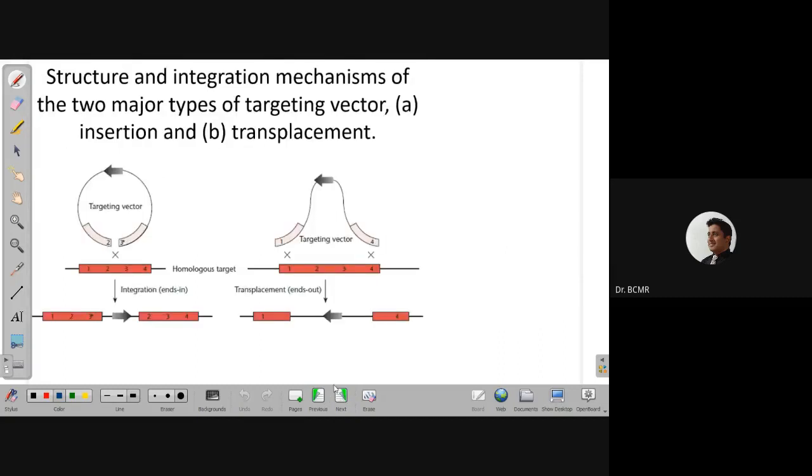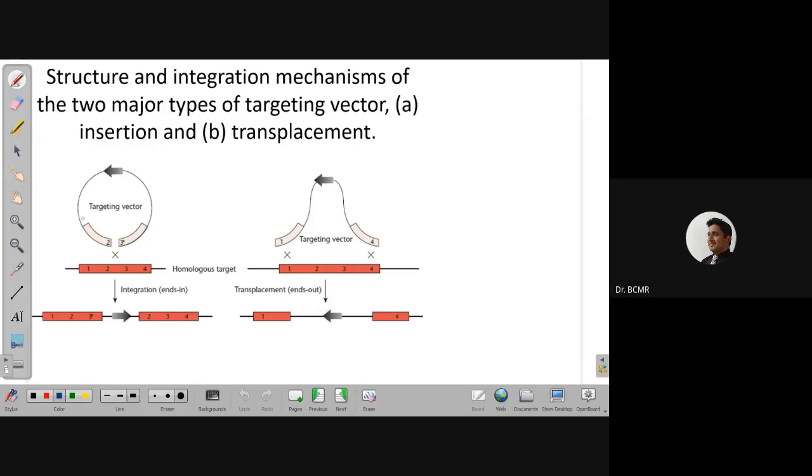I think I asked you also to have a look at homologous recombination and site-specific recombination. In today's class, we will go into a little bit of this, and then we will go to positive selection and negative selection, and probably somewhere around there we will stop today.